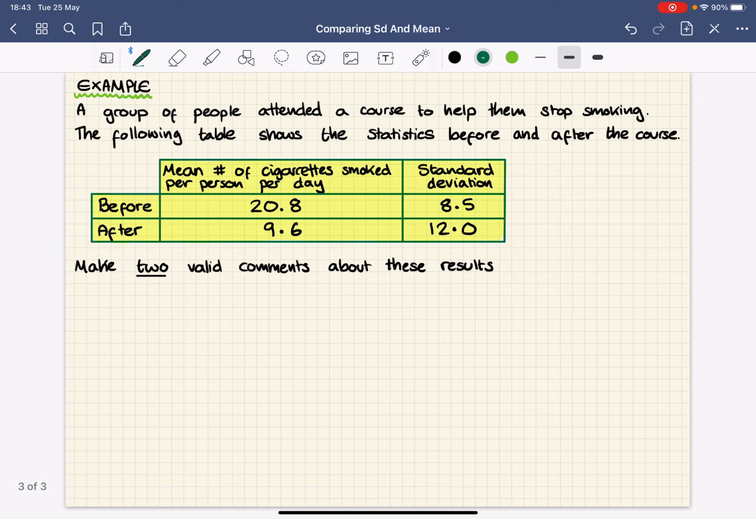So here I have a group of people attended a course to help them stop smoking. The following table shows the statistics before and after the course. So make two valid comments about these results. So first, let's take a look at that mean section. So we're dealing with the number of cigarettes smoked per person per day.